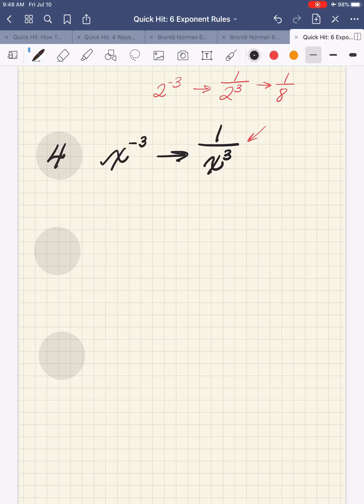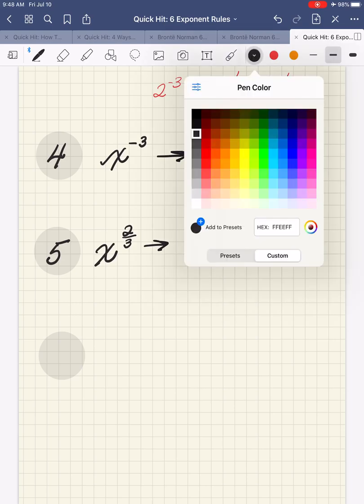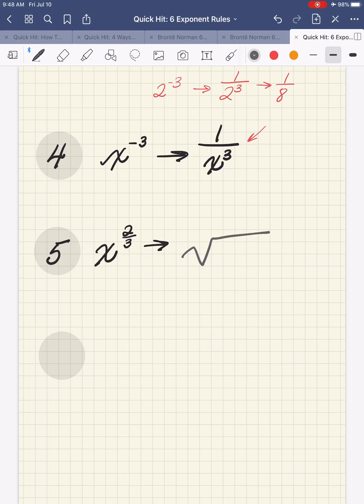My next rule says that if I have a fractional exponent, let's say I'm raising x to the 2/3, well, that's going to become a root. And whatever is in the denominator of my exponential fraction becomes the type of root I take. So this would be a cube root. And then whatever is in the numerator is going to follow with the base under the radical sign. So x to the 2/3 would be the cube root of x squared.